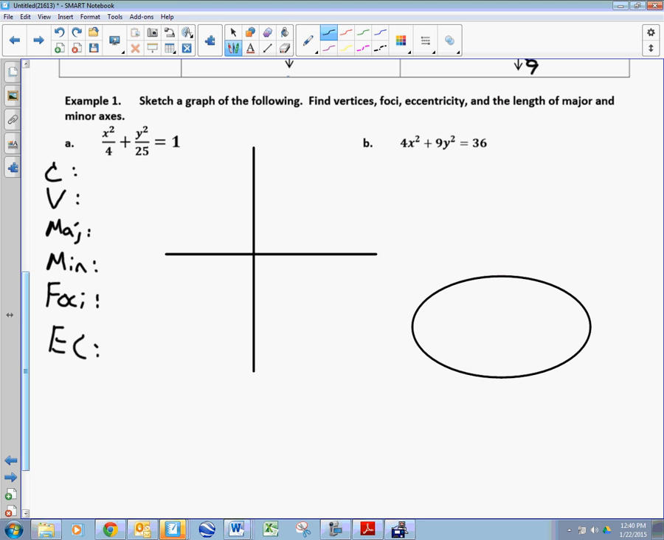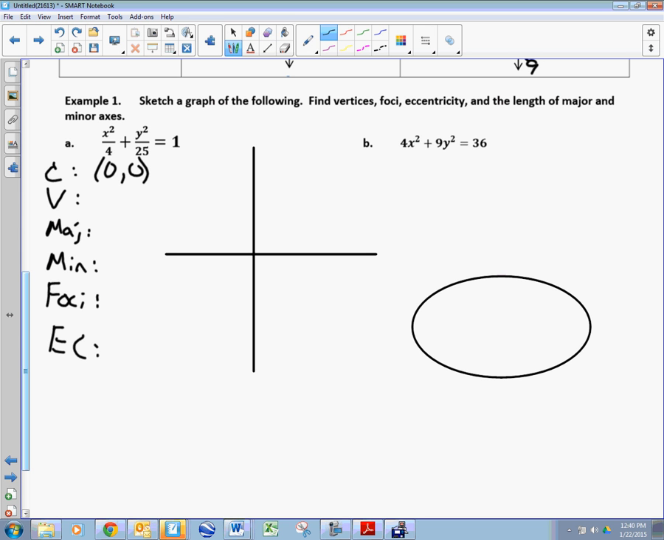Center. What do you think the center is? 0, 0. The reason I put that here is because we're going to shift these things later on. So the center won't be 0, 0, and everything else will change. Major. If you look up above, okay.